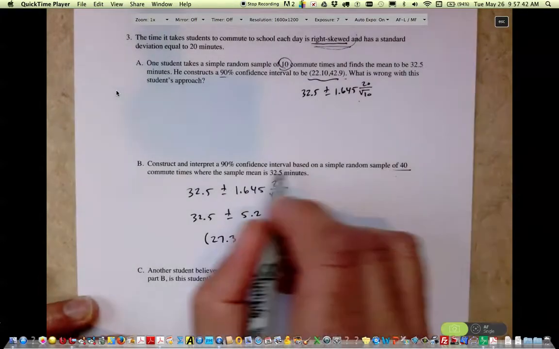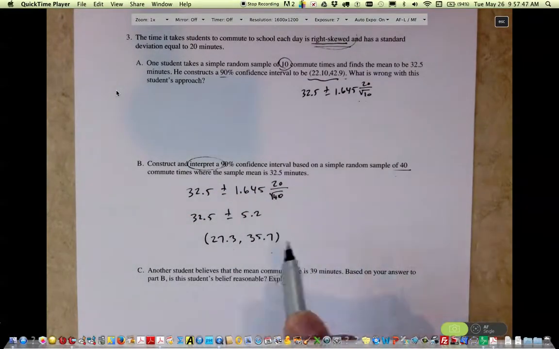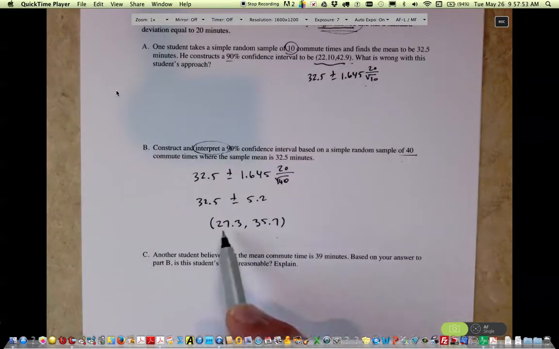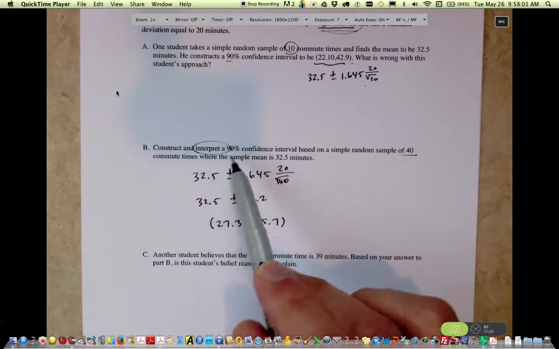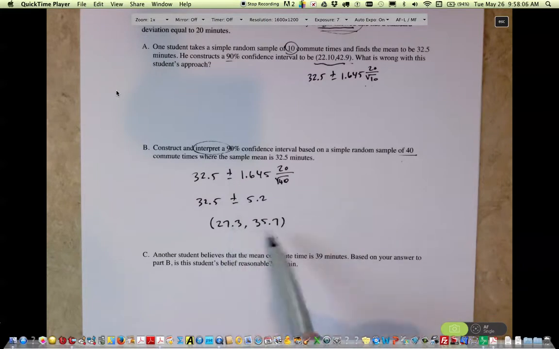Okay, and then the interpretation of this is, again, I'm 90% confident that the true population average commute time is somewhere between 27.3 minutes and 35.7 minutes. Again, I'm 90% confident that the population mean, the mean commute time for all students at this school, is somewhere between 27.3 and 35.7 minutes.